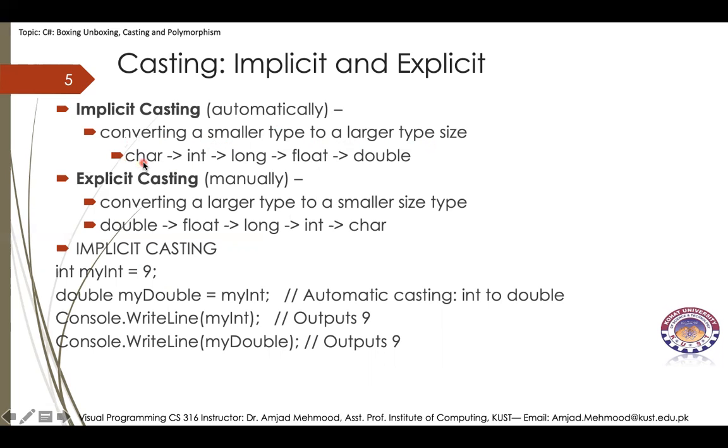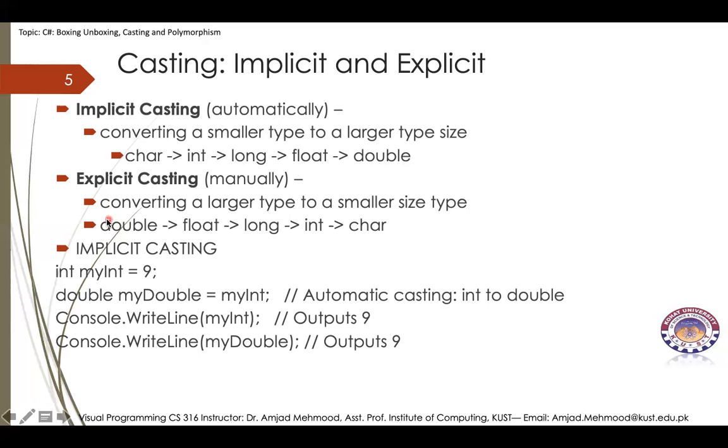For example, as you know, character is 1 byte, integer is 4, long is 8, float is 8, double is 8. If you want to convert character to integer, or integer to long, or long to float, or float to double, you need not mention it explicitly, because the compiler knows that there is no chance of loss of value here. So you can do that implicitly.